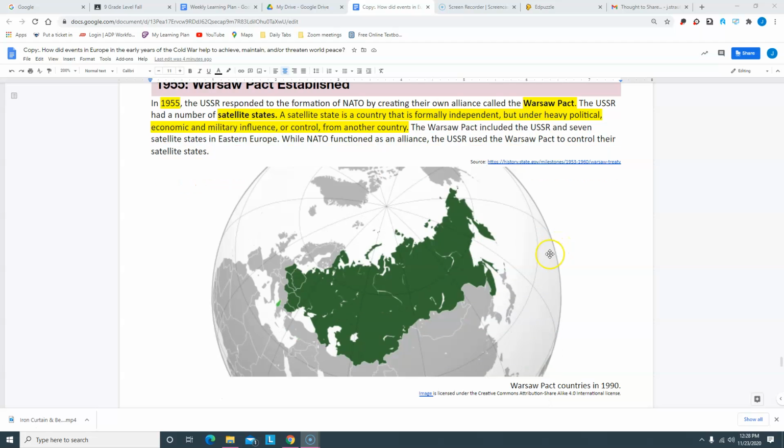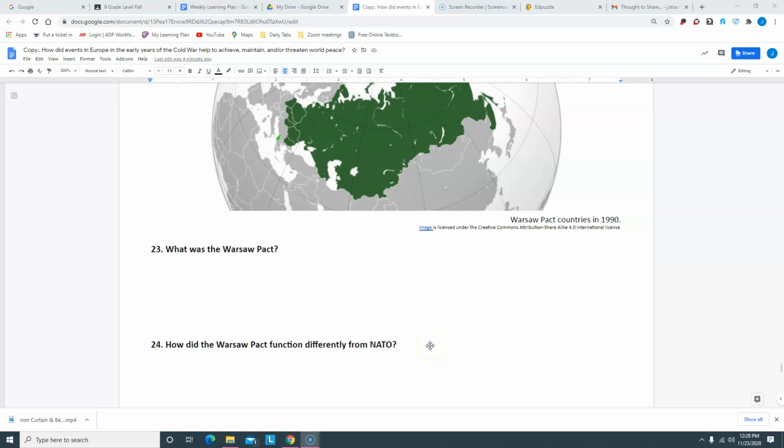All right, looking at a similar map of the globe, but here we're looking at, this is all of Russia right here. These are its satellite states. So the difference between the Warsaw Pact and NATO is essentially that the USSR controlled the satellite states. All right, so in the EdPuzzle, I'm going to have you answer, what was the Warsaw Pact? And how did the Warsaw Pact function differently from NATO?